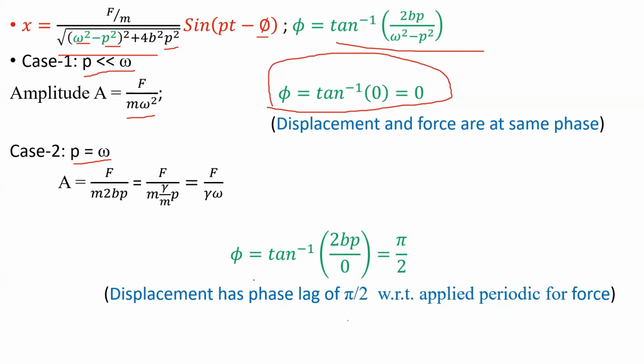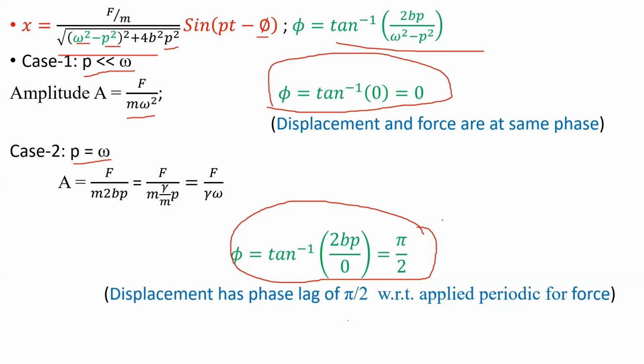But in this case, what will happen? There is a phase difference of pi by 2 between the force oscillation and the applied periodic force.